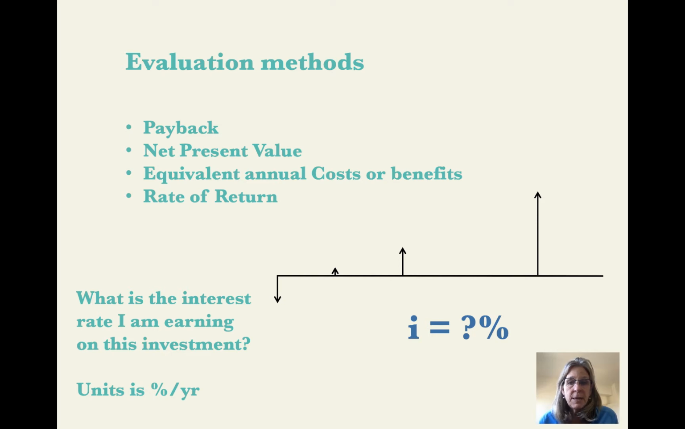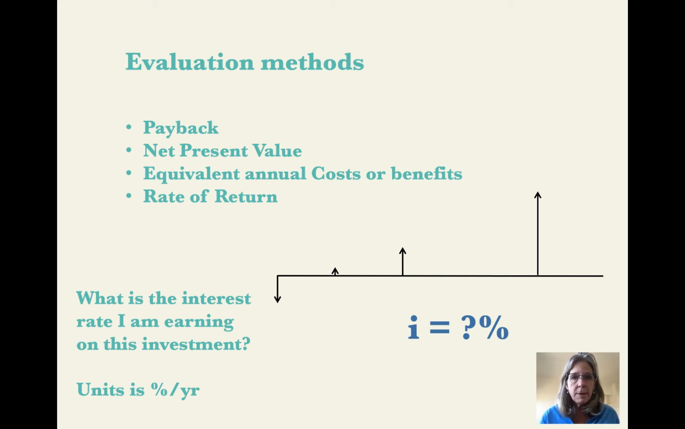Another evaluation method is rate of return. In this case, the question you're answering is, what is the interest rate I'm earning on this investment? You see this cash flow here, it had a small investment, a little bit of return, a little bit more, and then in the future it had a higher return. The question is, what is an equivalent rate of return per year that I'm getting on this investment? This is useful because you can compare it to the cost of borrowing, like how much it costs you to borrow from a bank, or you can look at other investments that you might make that have similar risk and judge this investment against that.